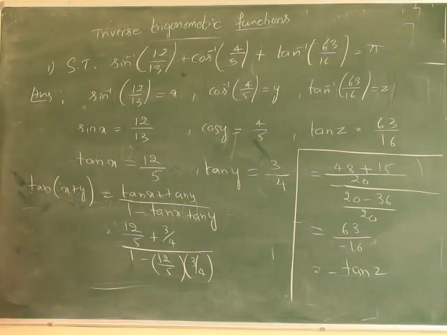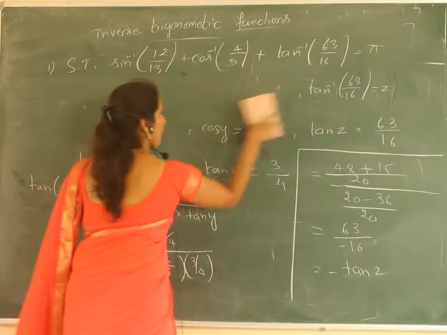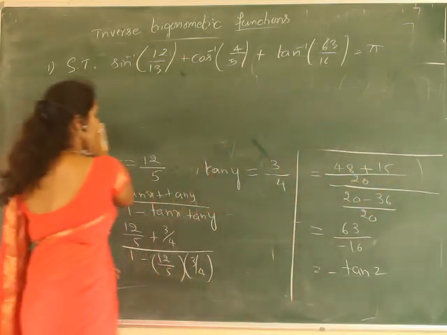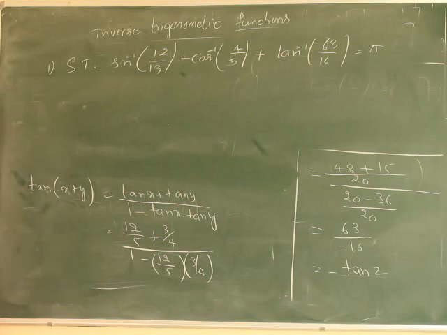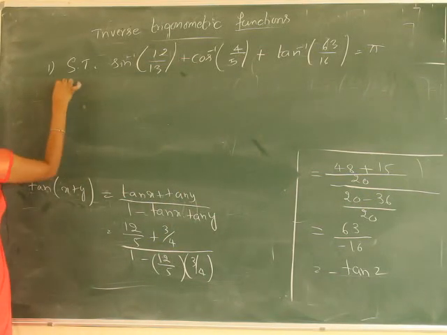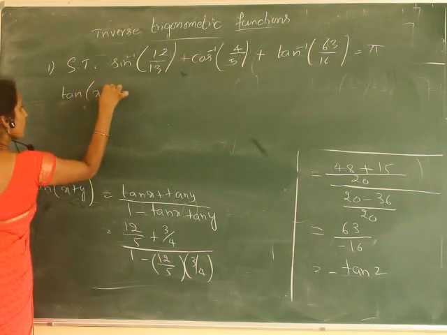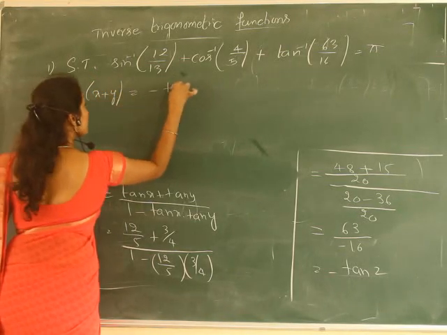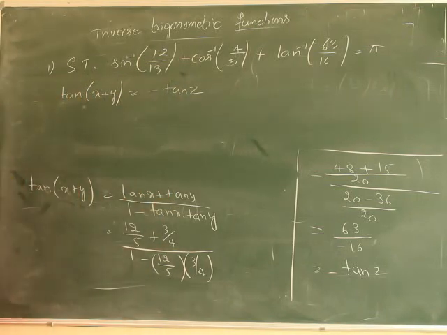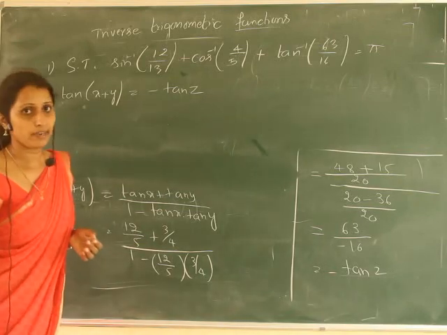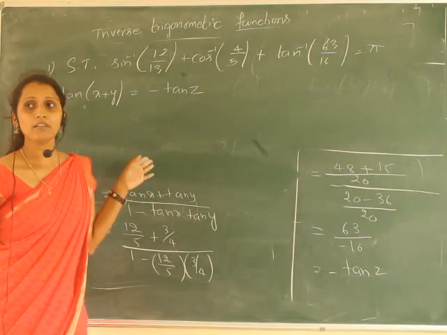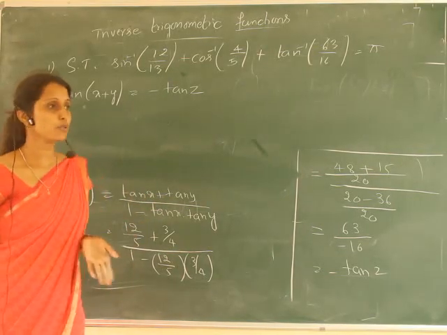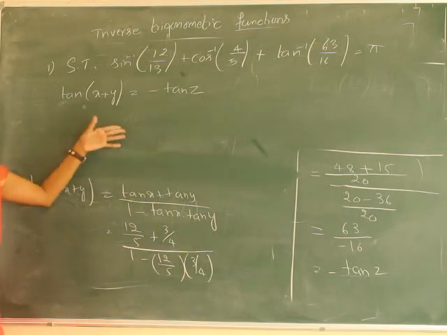So we got tan of x plus y is equal to minus tan z. When tan is negative, it is either in the second quadrant or in the fourth quadrant. If it is in the second quadrant, the angle will be pi minus, or 90 plus; usually we write pi minus.